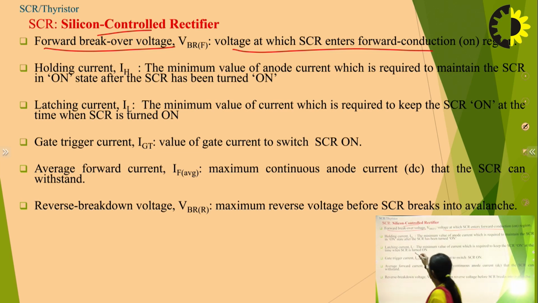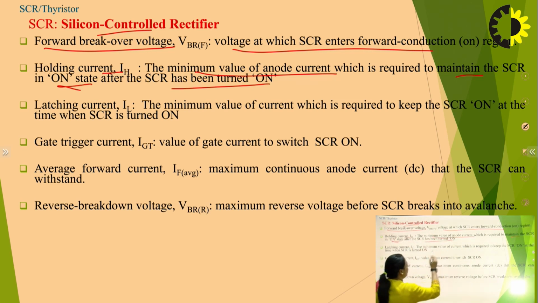Now, the holding current. I have told you, holding current is the minimum value of the anode current which is required to maintain the SCR in the on state, right, after the SCR has been turned on. If I reduce the value of anode current below the holding current, then the SCR will get turned off. And the latching current is represented by IL. It is the minimum value of anode current which is required to keep the SCR in the on state at the time when the SCR is being turned on, right.